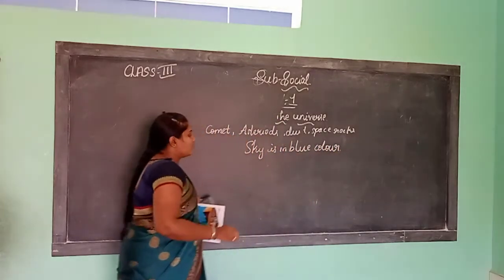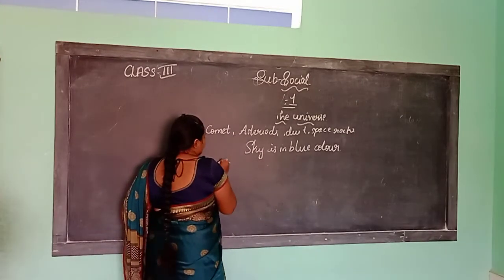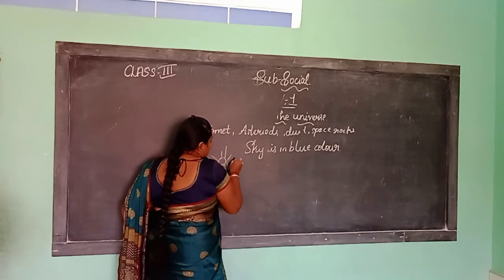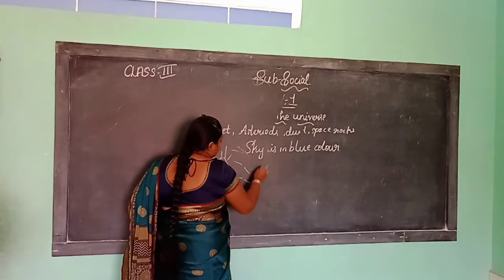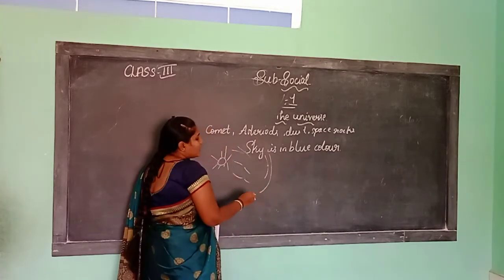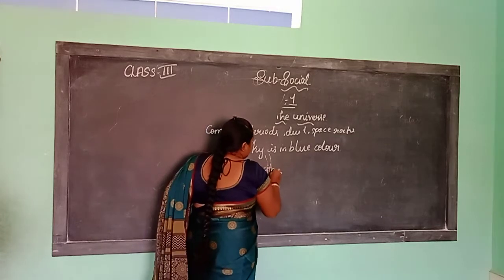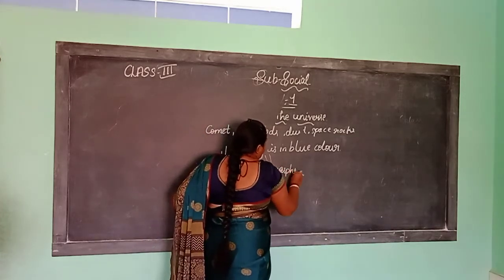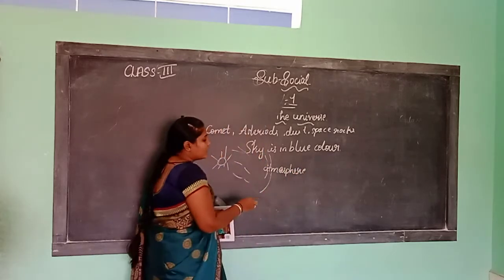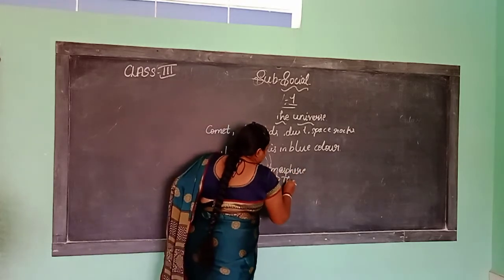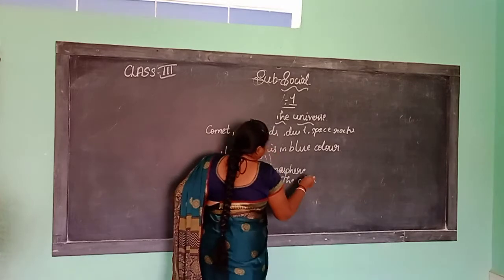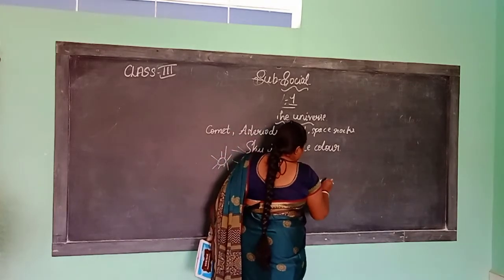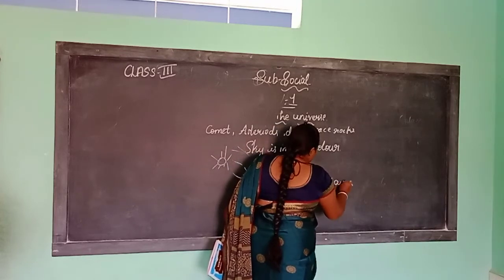Because of the sun's rays. The sun has rays, no? These will fall on the atmosphere. Atmosphere means the layer of air surrounding the earth. You all learned this in the previous class. What is atmosphere? The layer of air.